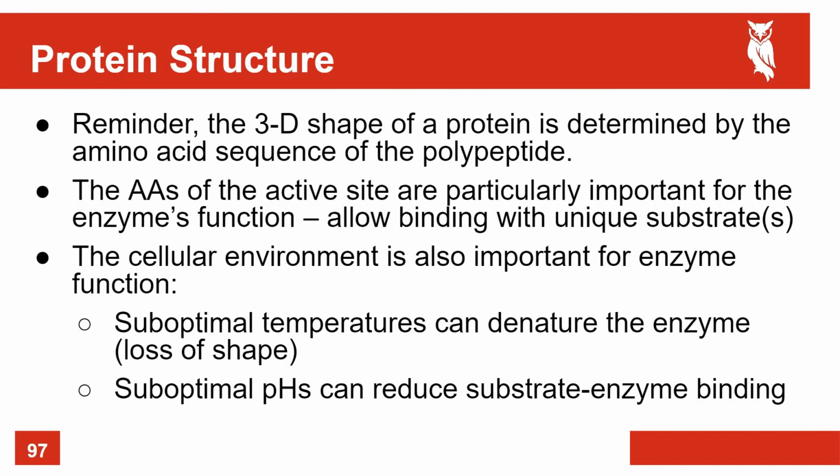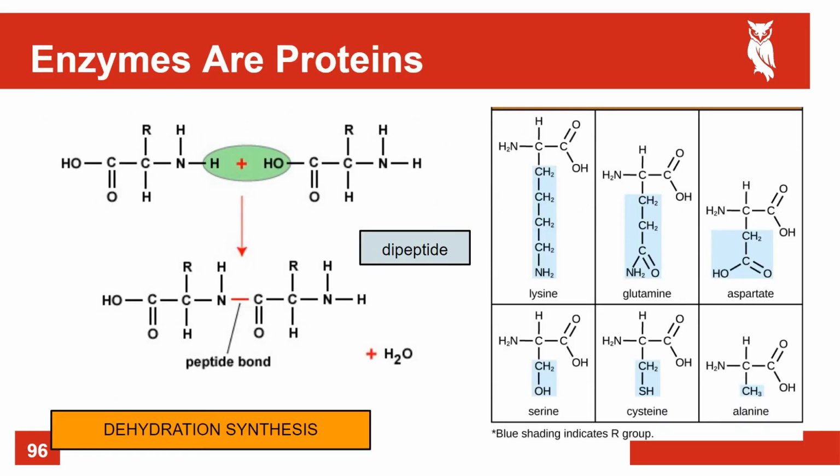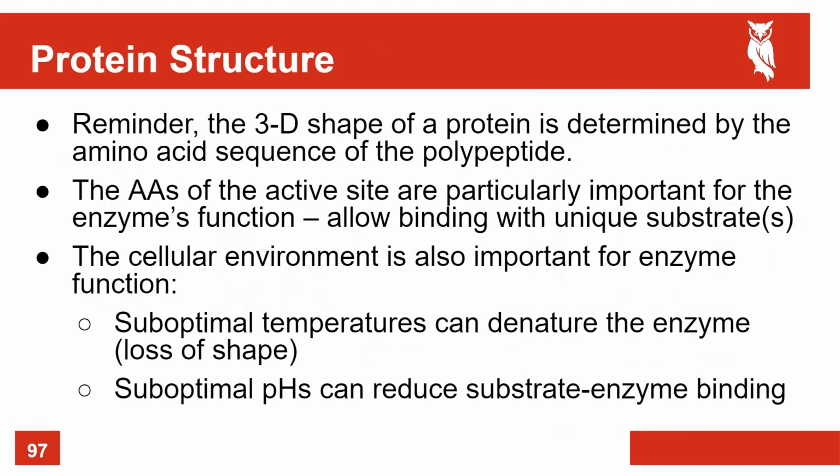Okay, the 3D shape of the protein is determined by the amino acid sequence of the polypeptide. That's primary protein structure. The amino acids of the active site are super important to the enzyme's function because they allow the binding with unique substrates. When we look at these amino acids, the things that do the interaction are going to be these R groups with whatever the substrate is.